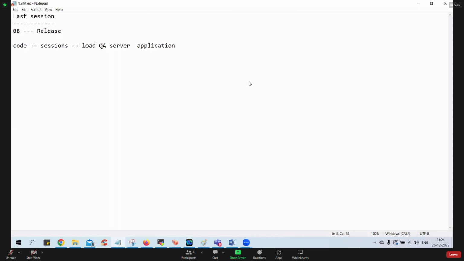Then they will understand, okay, we are not supposed to use this many sessions. Or they'll try to make better code that can take more load. Got it? So this is one example.